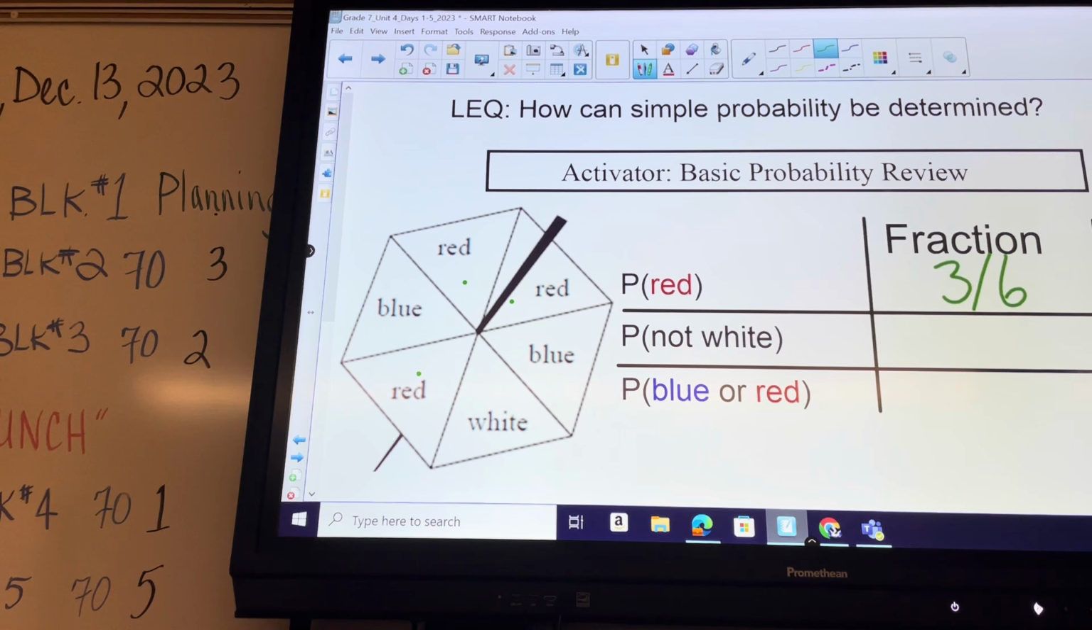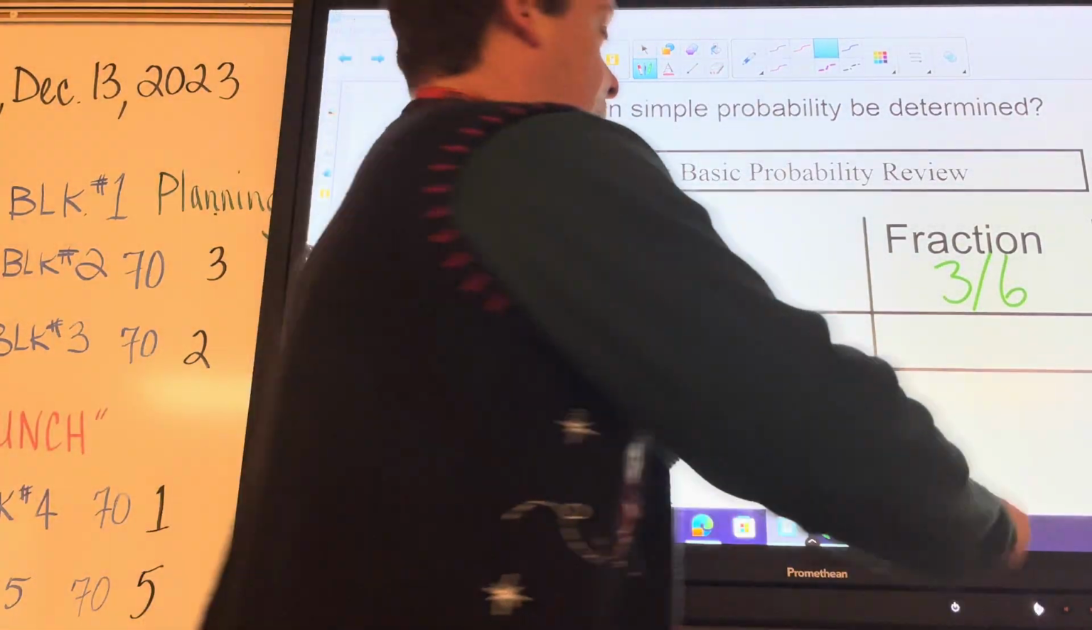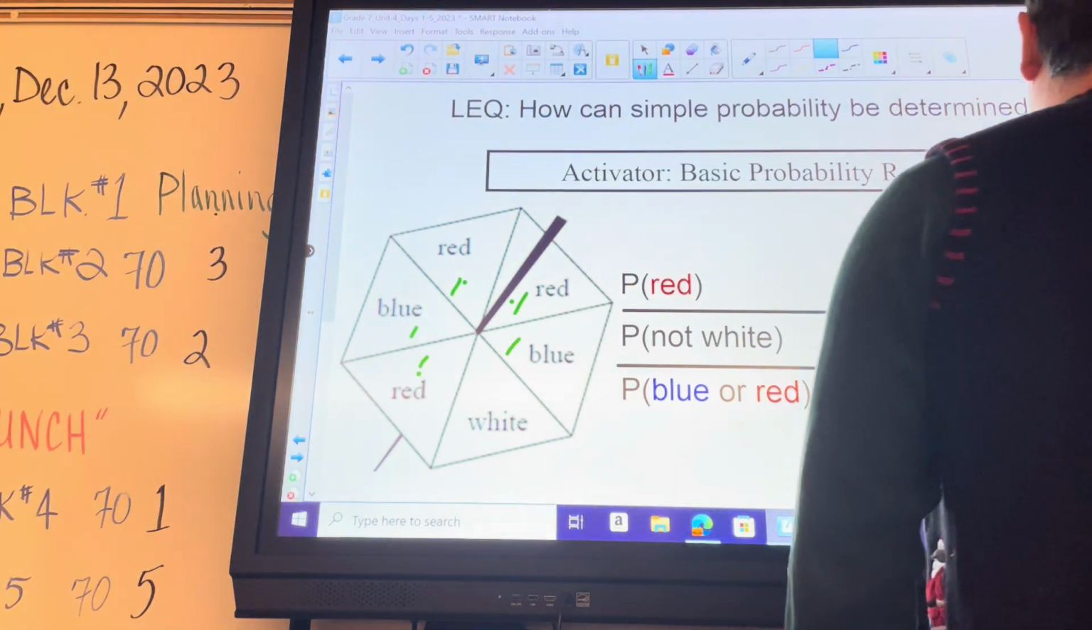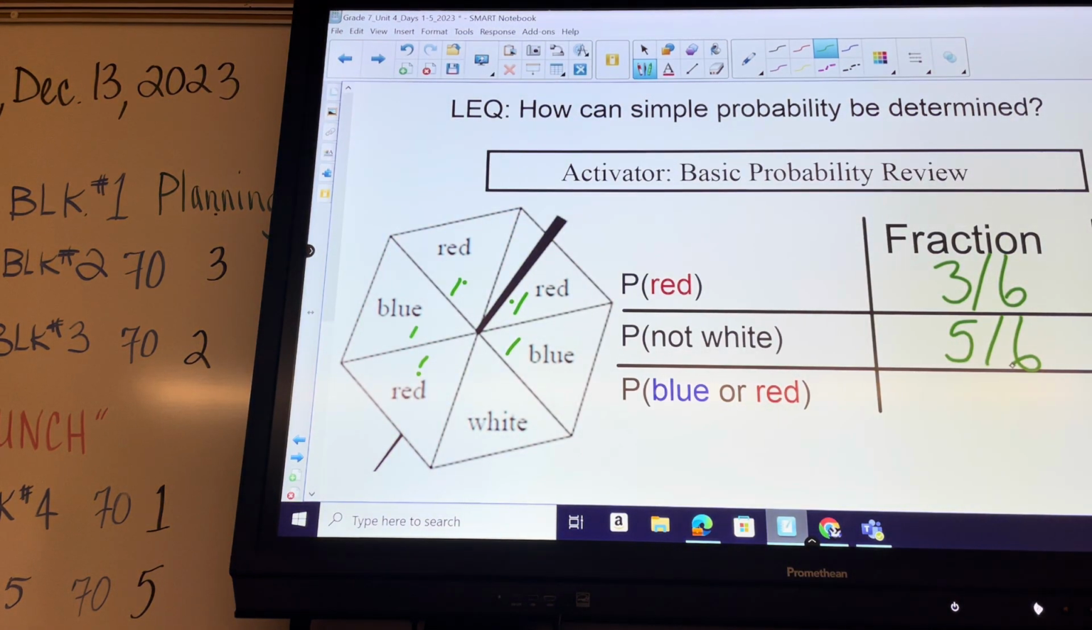The second one says the probability of not white. Well, there's 1, 2, 3, 4, 5 of them that are not white out of a total of 6. It's not asking for how many are white. It wants to know how many are not white. And then you go to your calculator, 5 divided by 6 gives you 0.83 repeating, which is about 83%.